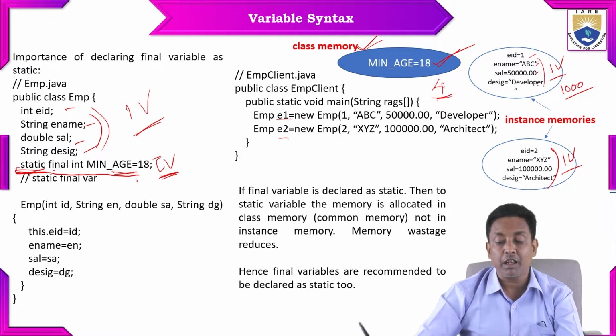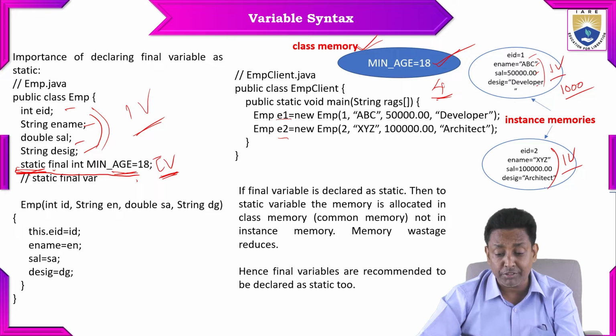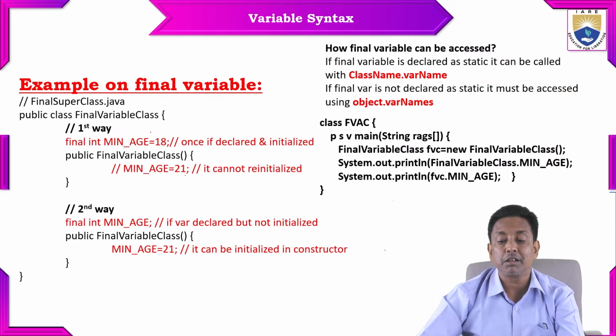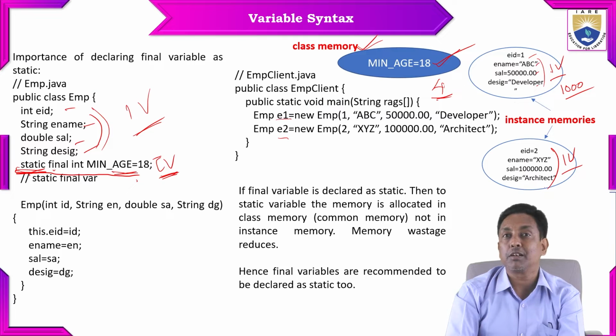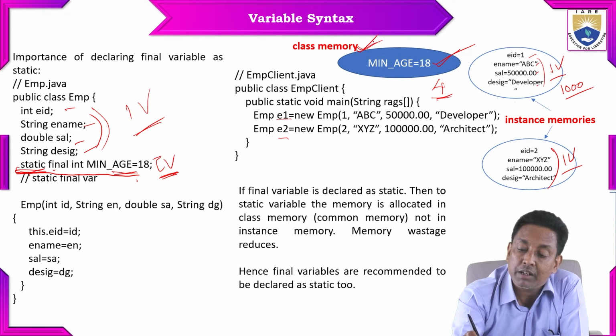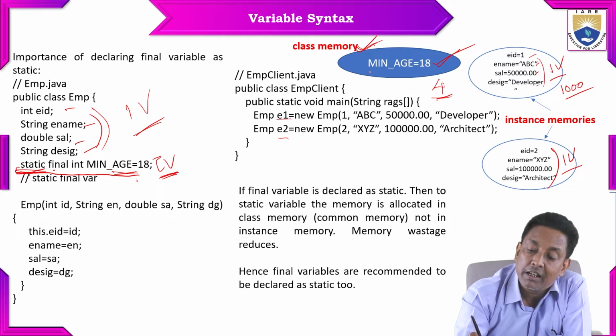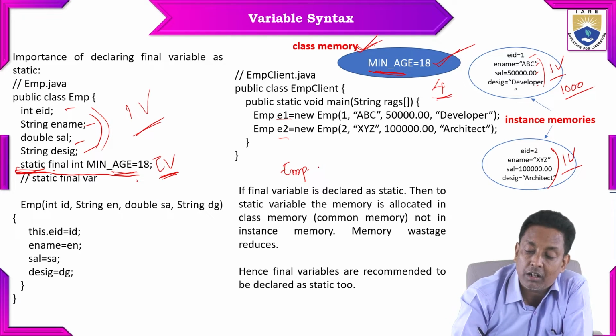I hope it is clear why a final variable needs to be declared as static. One more point: because of this reason, memory is allocated to the static variable in the class memory. Such class variables can be directly accessed using the class name dot variable name, like Employee.min_age.